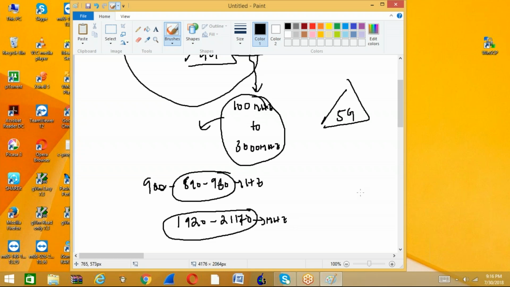This is one more range. This is range number 1. This is range number 2. This way we have multiple ranges. Each range is called one band.